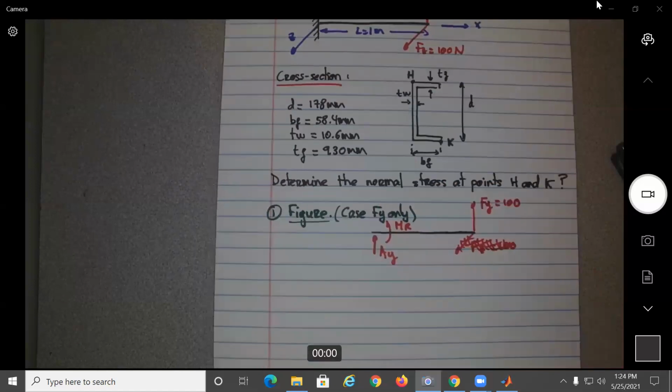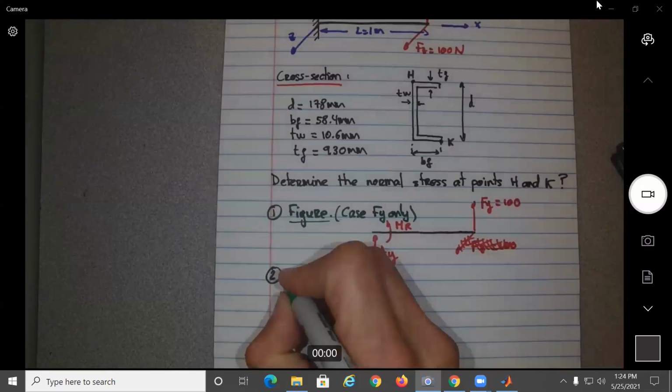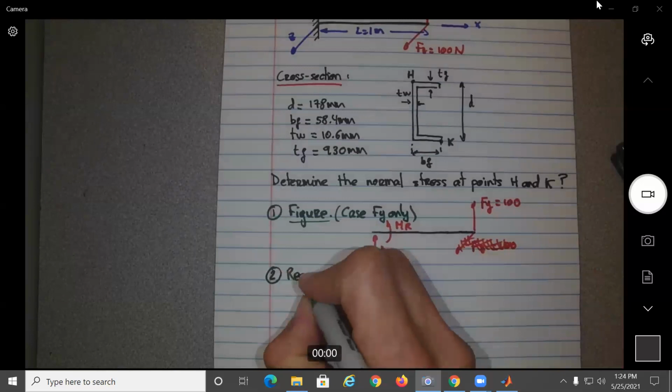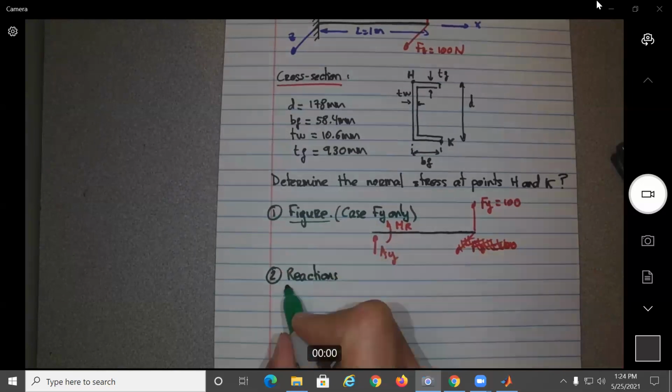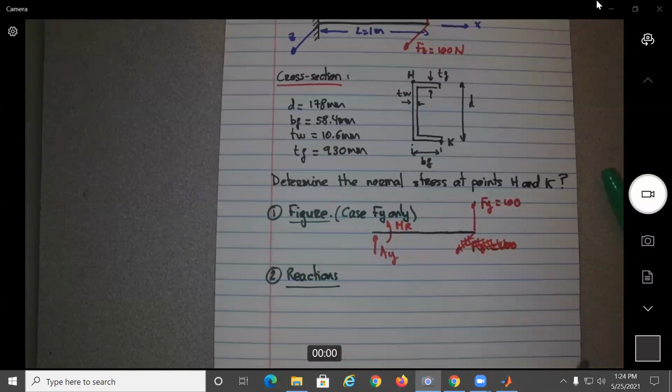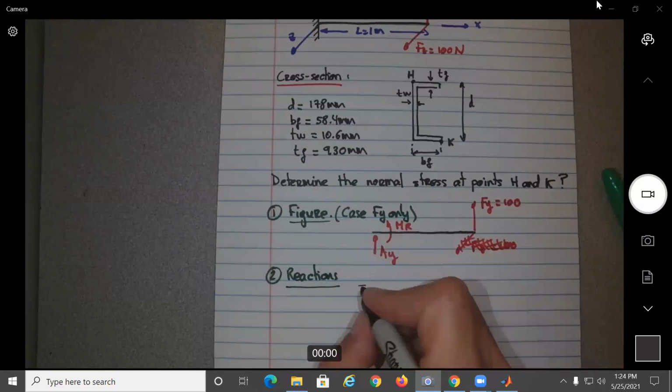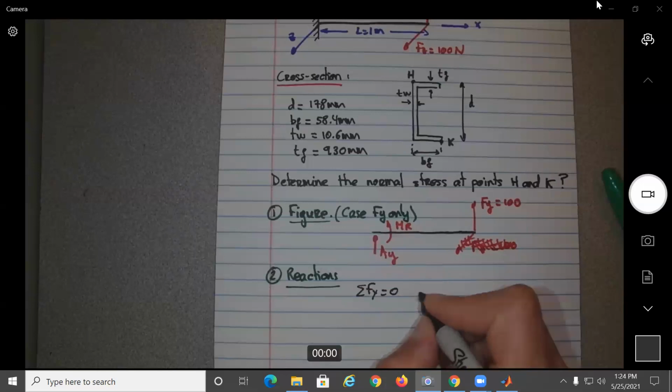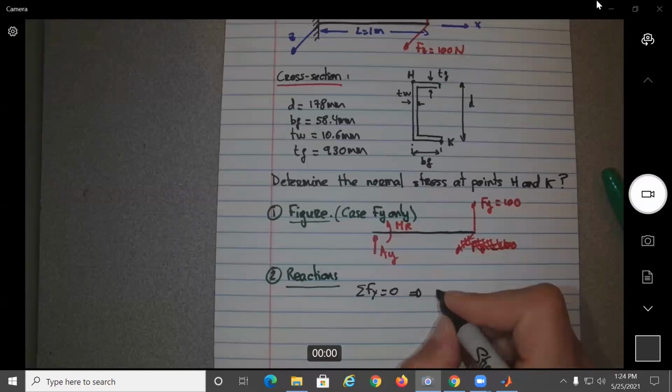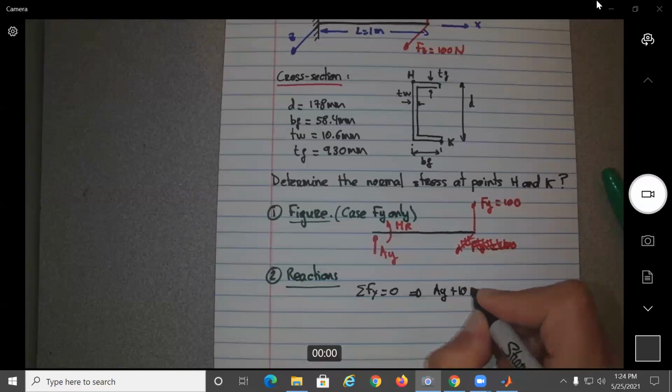So step 2, you need to find the value of the reactions. So again, I go a bit fast. In this case, I'm not even doing the x. I mean, you can put the x to zero because it will be 0. If we do summation of forces on the y, you will have what? Ay plus 100 equal to 0, which will give you that Ay needs to be equal to minus 100 newtons.